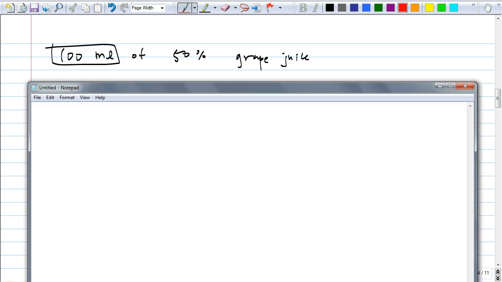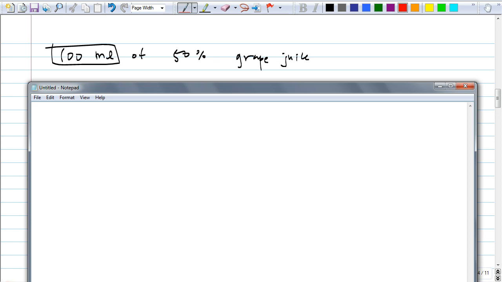Before I get to the second example, I would like you to imagine. Let's say that I have 10 milliliters of grape juice that is 50% grape juice. I would like you to write this down underneath the part where we had all this. This is important, I forgot to add this. You need to be able to imagine this in your head. So if I had 10 milliliters of 50% grape juice, I'm sorry, 100.